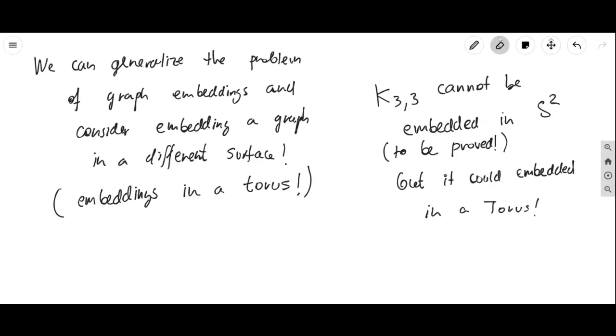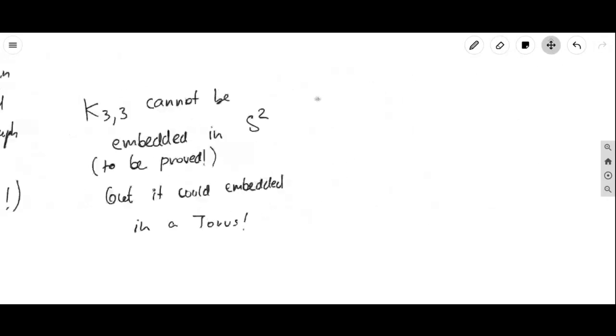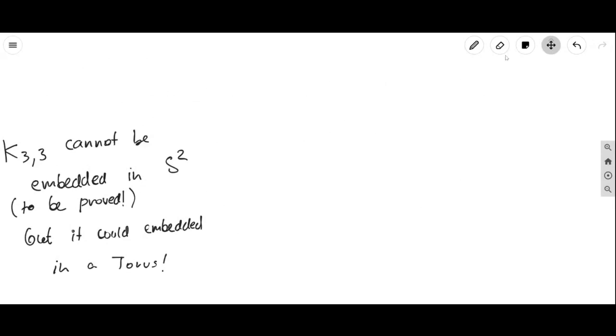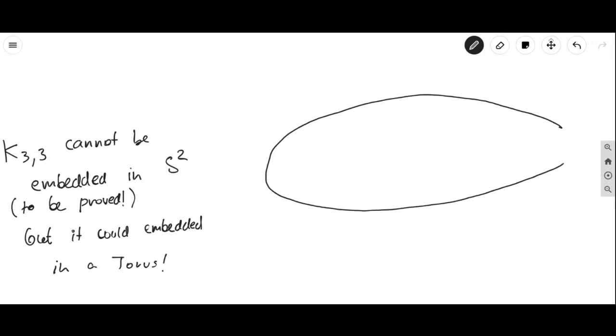Let me see if I can find a picture for you. Just give me a moment to find a picture online. Actually, maybe I should try drawing it. How about I try drawing it? If I can draw it, that'll be impressive. And if I cannot draw it, I'm just going to cheat and use something off the internet. Okay, so that is going to be our torus.